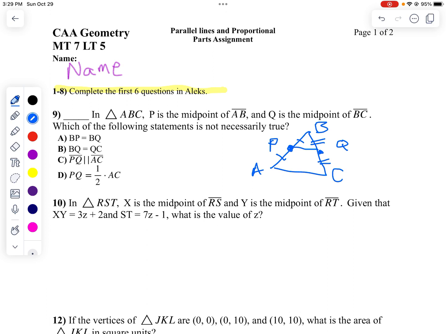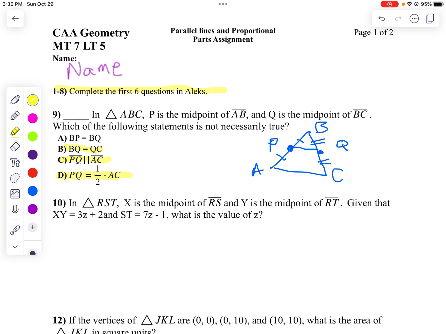Is BP the same as BQ? No, not necessarily. Is BQ the same as QC? Yes. Is PQ parallel to AC? Yes, since it's a midpoint, it's parallel. Is PQ half of AC? Yes, it is. So you have 3 of them. Everything is true except for letter A.